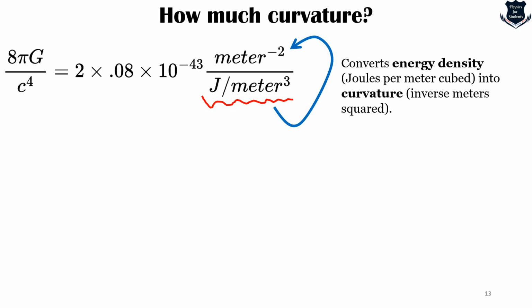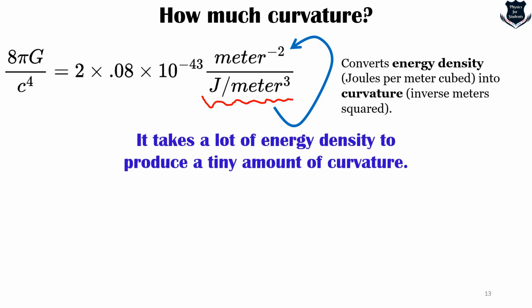So you see, if you take 1 joule per meter cube, then when it goes into curvature, it is meter to the power -2. So what does it actually mean? That means it converts an energy density, and it takes a lot of energy density to convert into a tiny curvature. Okay, now let me give you an example.